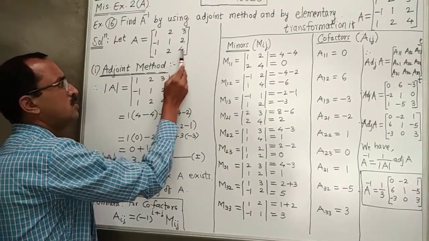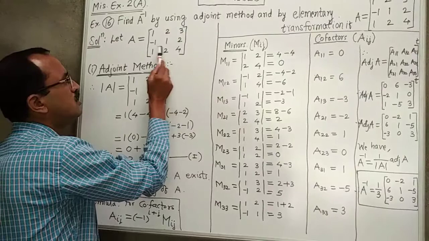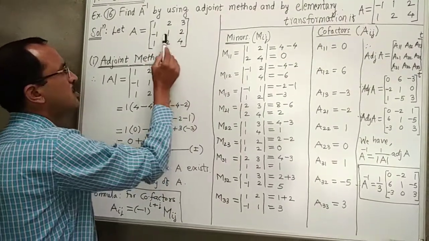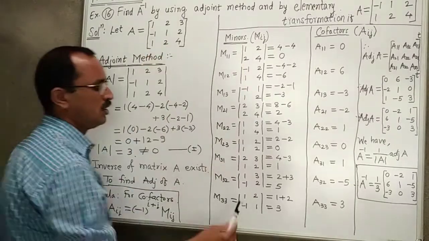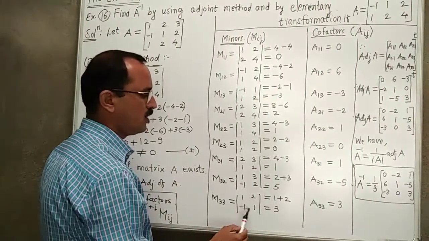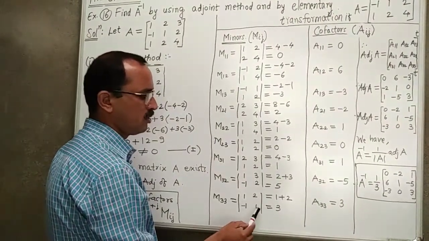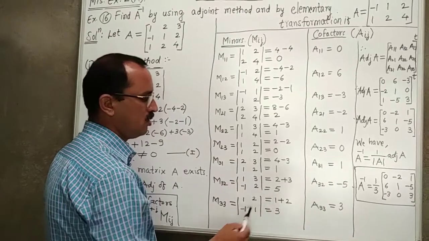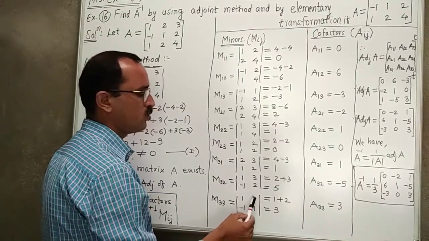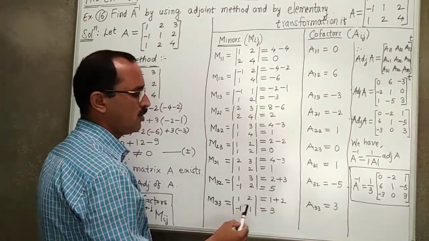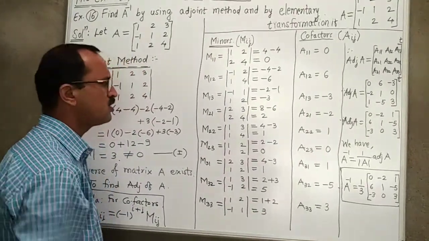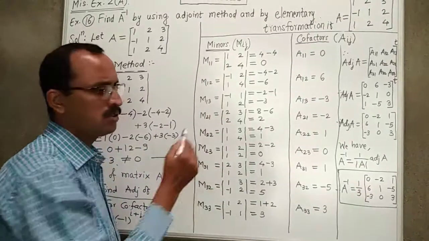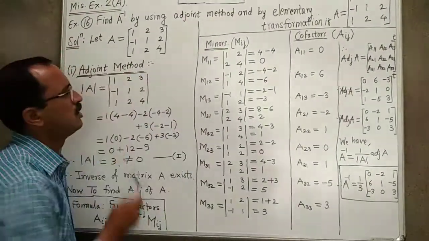The element is 4. So eliminate this third row and third column and then find the determinant of the remaining 4 elements. That is 1, 2, minus 1, 1. The determinant of 1, 2, minus 1, 1 is 1 into 1, 1 minus plus minus 1 into 2, minus plus 2, 1 plus 2, 3. In this way we find all minors of this matrix.